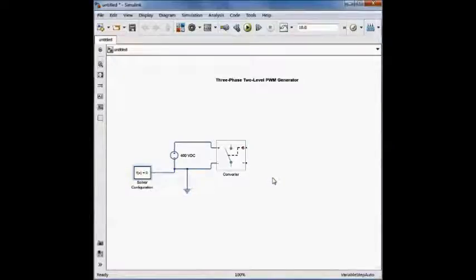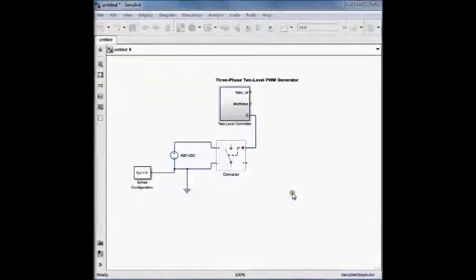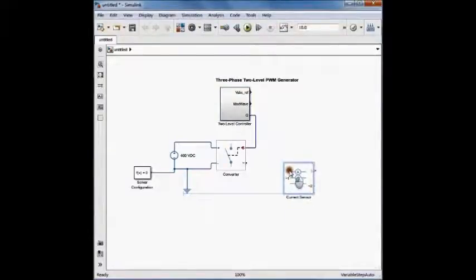This is the converter output end, and this is the port where we are going to connect the switching signals. From the 2-level controller, the gate pulse we will get here, and we'll connect it to this gate signal. For measuring the current we are connecting a current sensor over here.